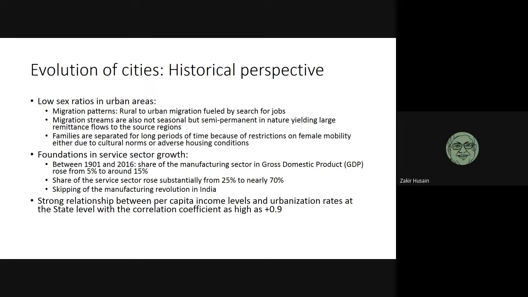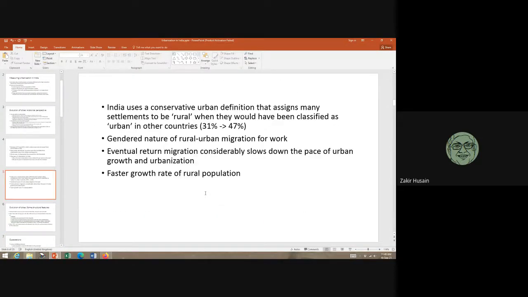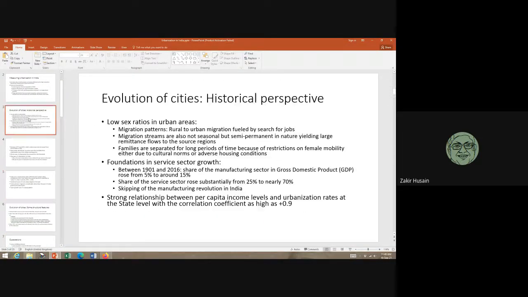Now, if you look at the evolution of cities in India over time, we will see that it is bound on, sorry, the heading is wrong. I'll just change it.